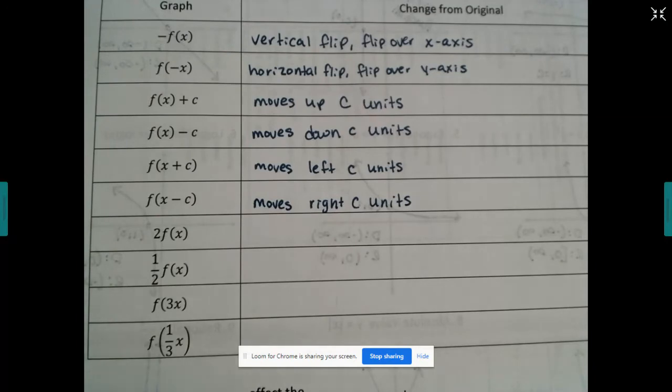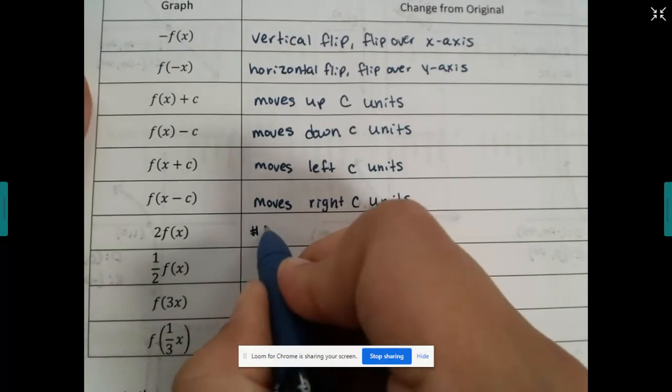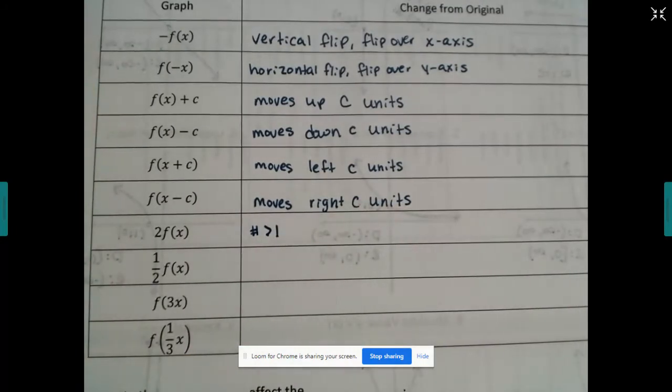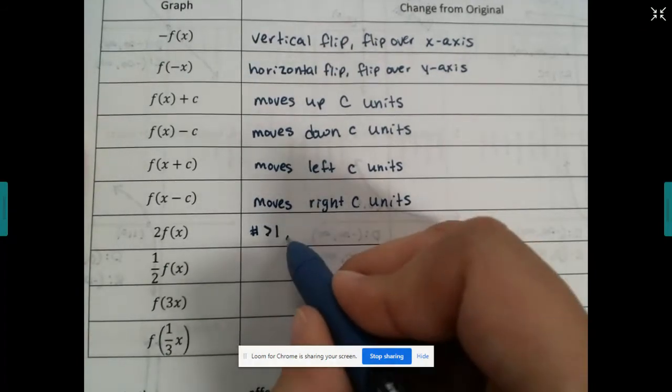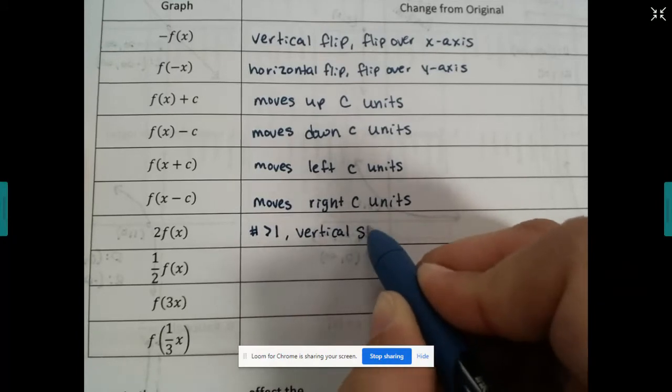Okay. So these last four are when you have a multiplication. So a number multiplied by the x or multiplied by the whole thing. And these are going to be stretches or shrinks. So the first one is when you have a number out front that's greater than 1. And so 2, 3, 1.5, 1.2, whatever, but it's greater than 1. And when that is the case, it is a vertical stretch.